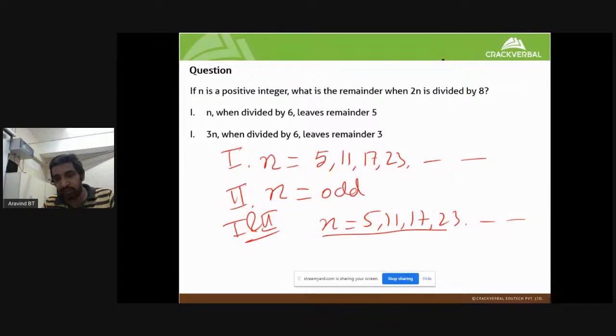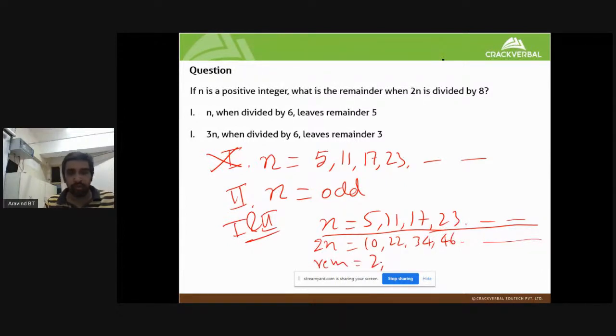Were these values sufficient in the first place? No, they weren't sufficient here. If they weren't sufficient here, how will they turn out to be sufficient now? You'll still get the same answer. 2n is equal to 10, 22, 34, 46, and so on. The remainders will still be 2, 6, 2, 6, and so on. So even after combining both the statements, you still are getting multiple remainders. That's why the answer on this is E for echo.